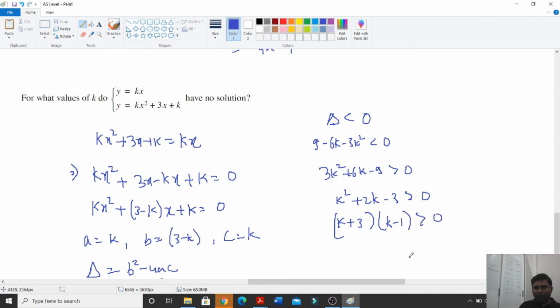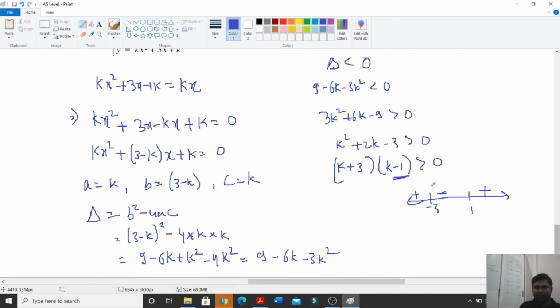Now as we got two factors, this factor will give minus 3 and this factor will give you 1. So sign change method, plus minus plus, as we are looking for greater than 0. So k less than minus 3 or k greater than 1. That's the answer. It's very easy.